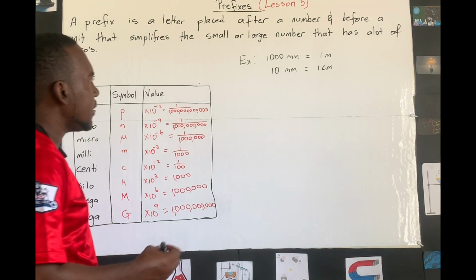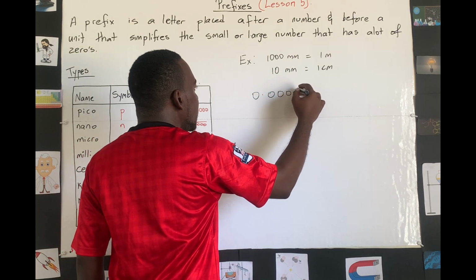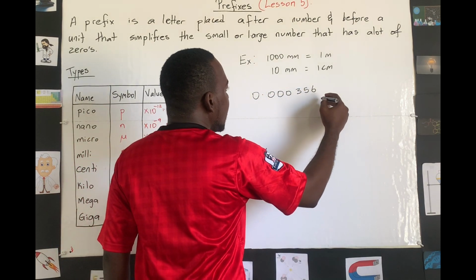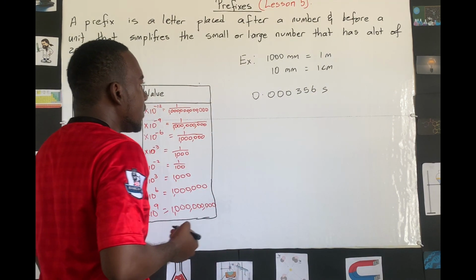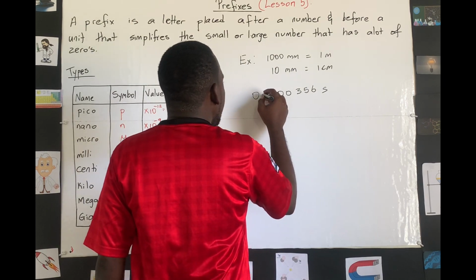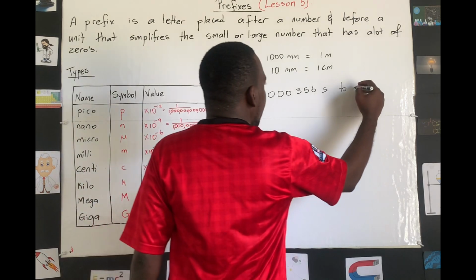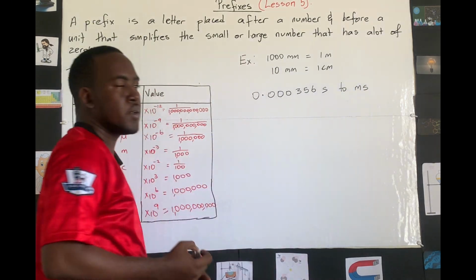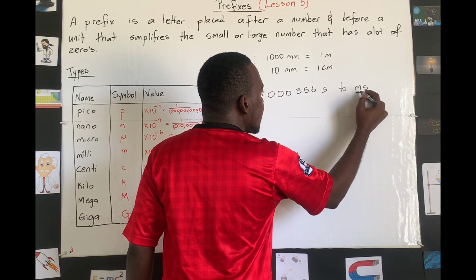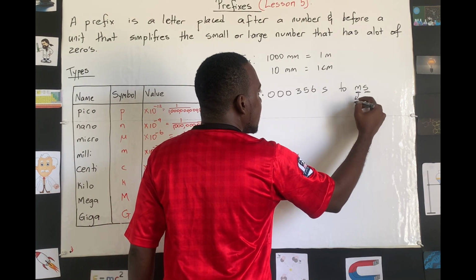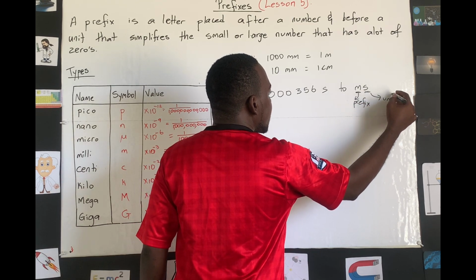Now, let's say we're given a number 0.000356, and this is in a unit of seconds. And the examiner asks us to put this in milliseconds. Right? So now we know this here is your prefix, and this now is your unit.